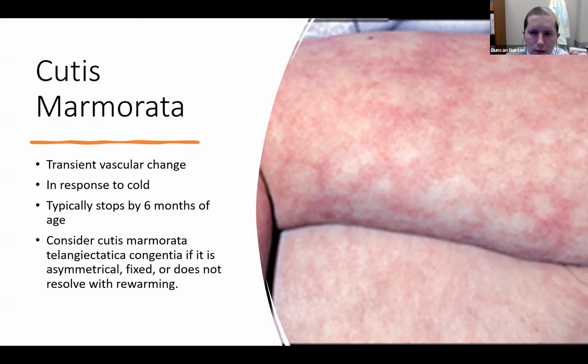But there are some pathological changes that you have to think of. One is cutis marmorata telangiectatica congenita, and that typically is an asymmetric change, or it's fixed and doesn't typically resolve with rewarming. So if you see that, I tend to think of it more as an asymmetrical cutis marmorata. Consider this diagnosis.